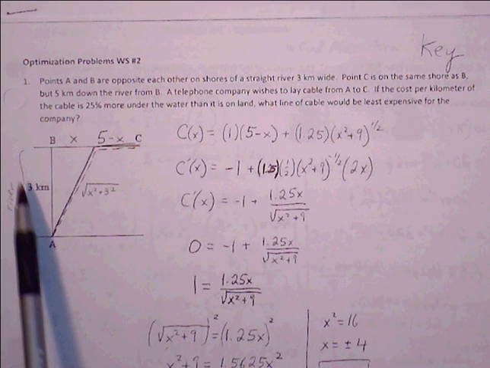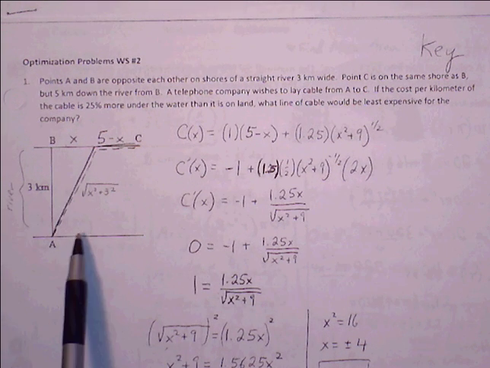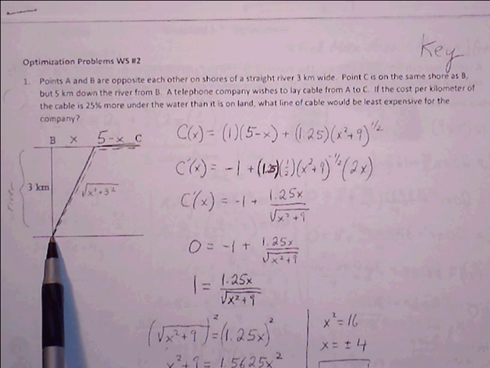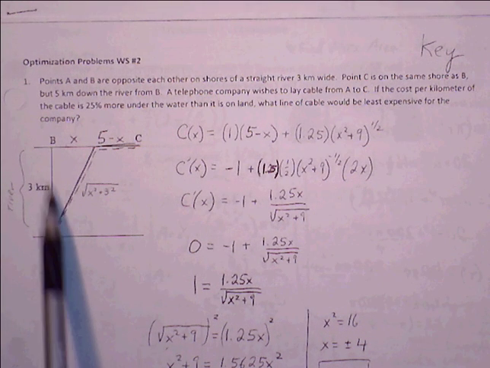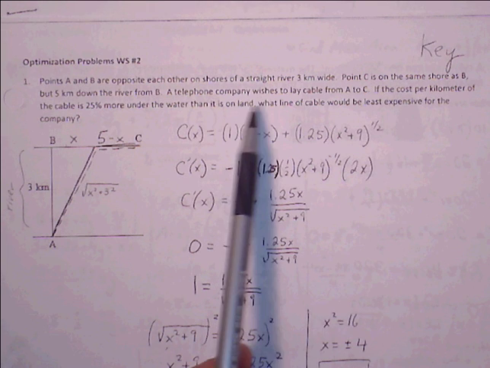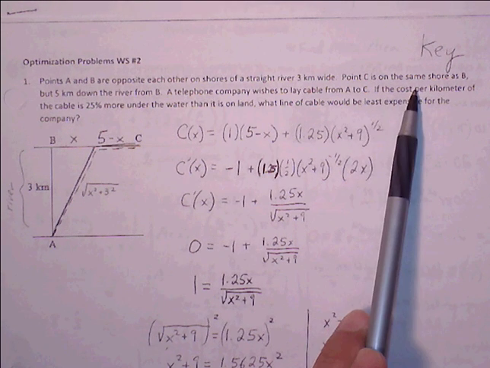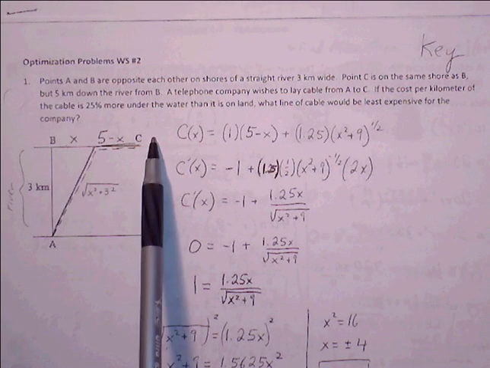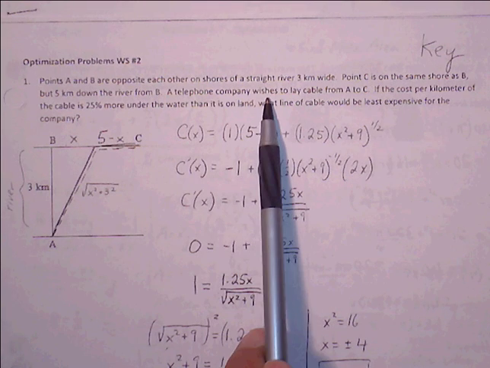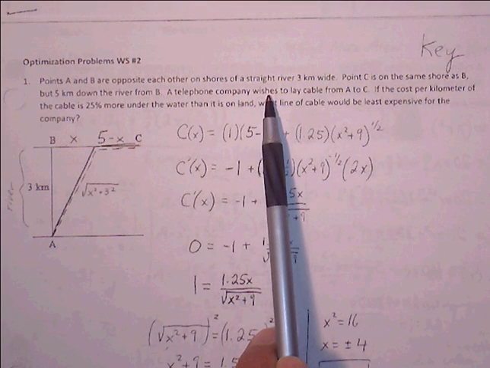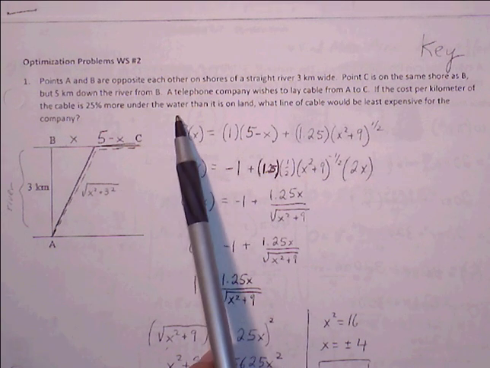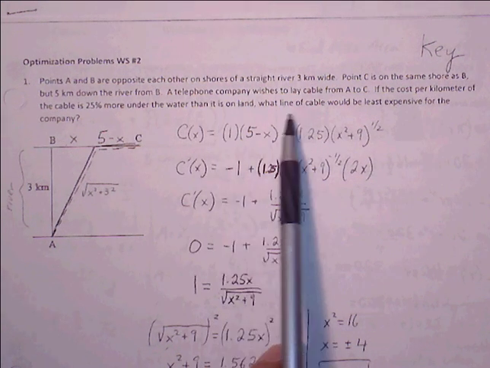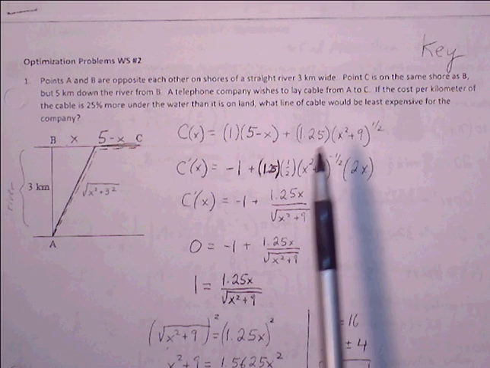So here's the river running through, and then opposite shores, there's point A and point B, directly across from each other. Point C is on the same shore as B, but 5 kilometers down the river from point B. So the distance between B and C is 5 kilometers. A telephone company wishes to lay cable from point A to point C. If the cost per kilometer of the cable is 25% more underwater than it is on land, what line of cable will be least expensive for the company?